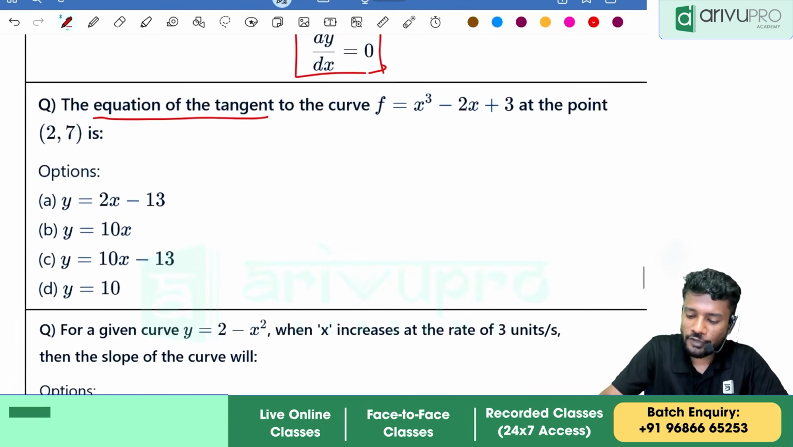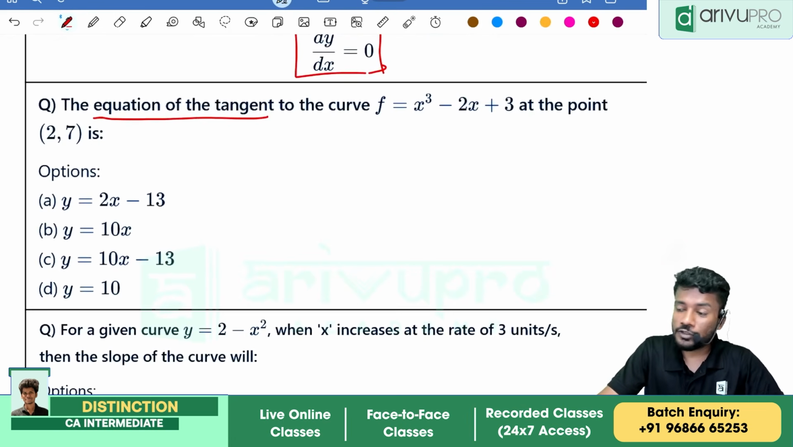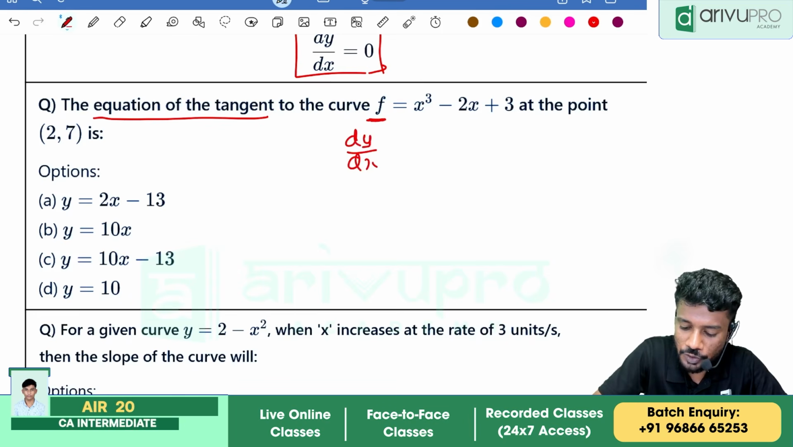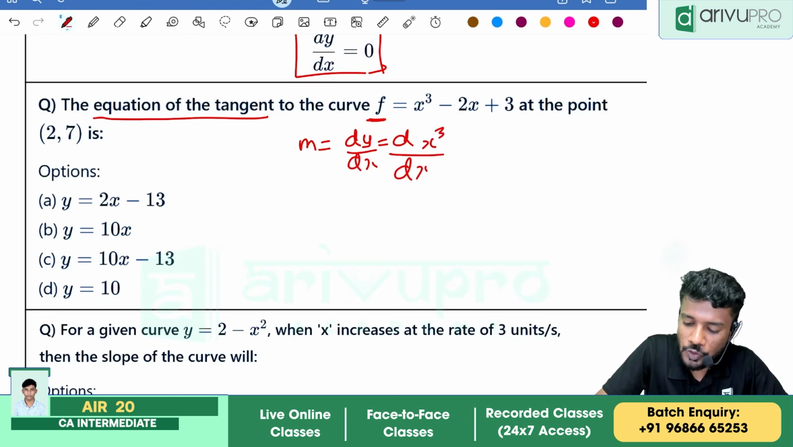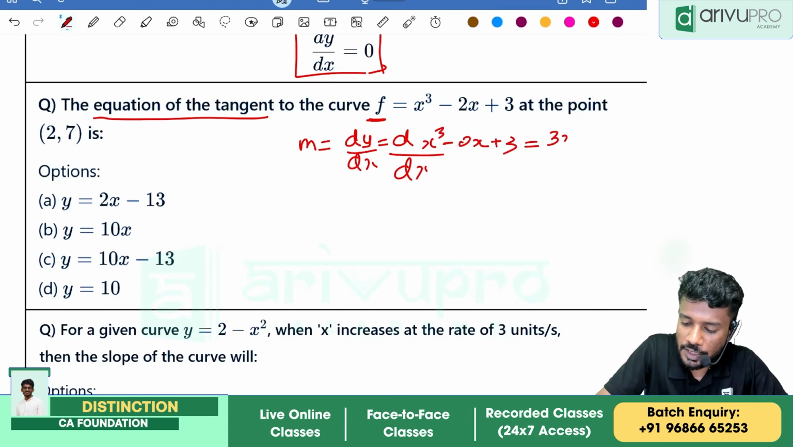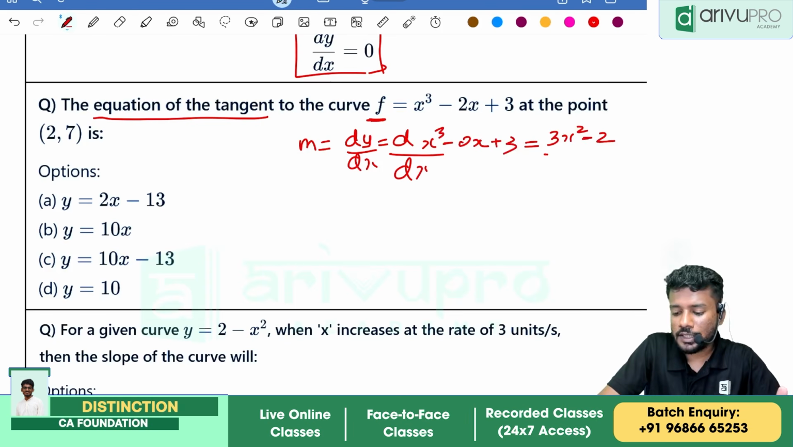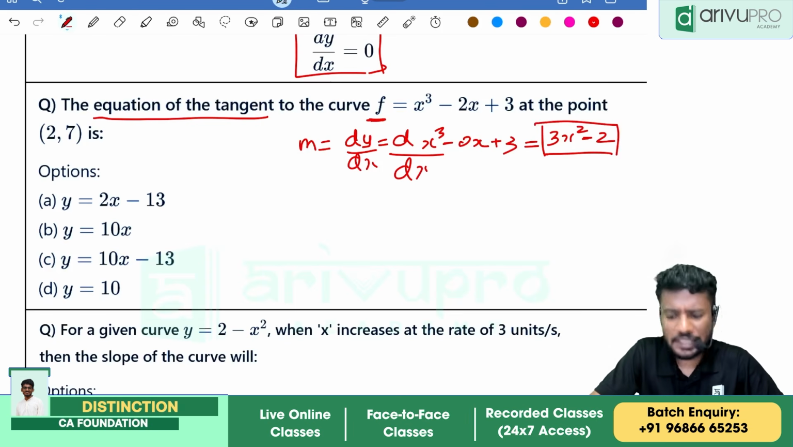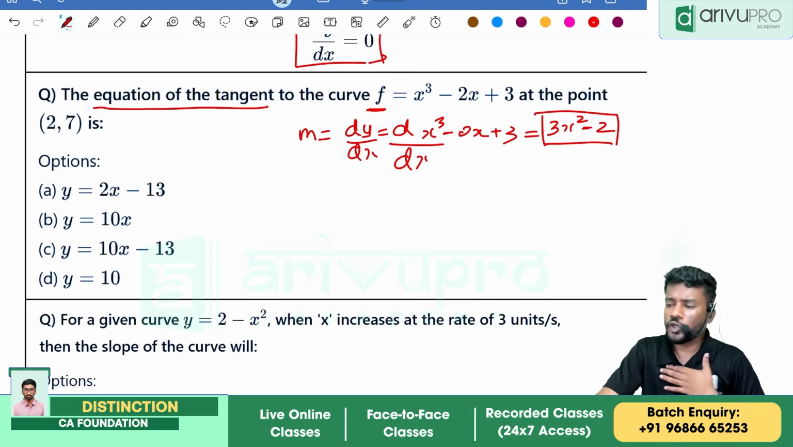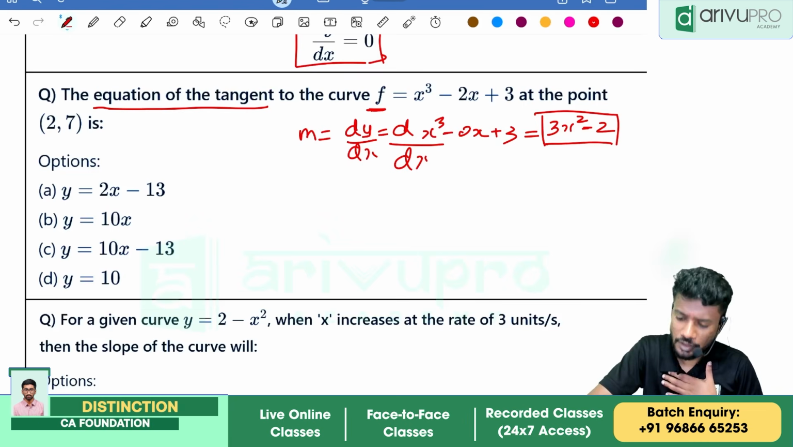Now, do you know the value of m? How to find the value of m? We need to find the derivative of the curve. That is dy by dx is equal to m. That is nothing but derivative of x cube minus 2x plus 3. How much is it? 3x square minus 2. That is the derivative of the curve. That means m is this much. But do you need it in x? No. We will find the value in terms of a number itself.